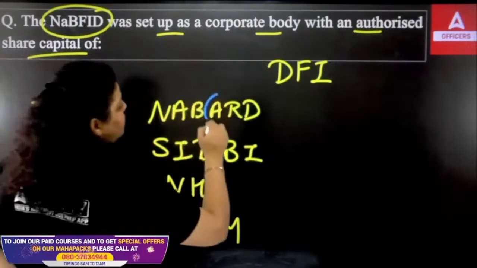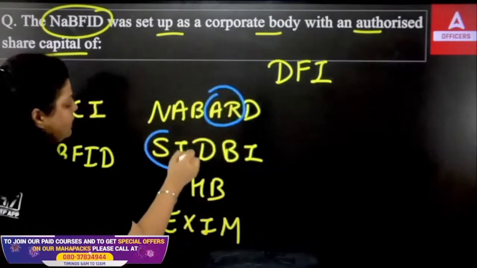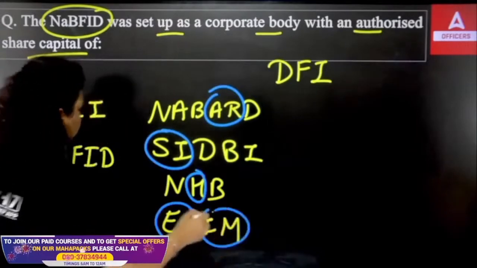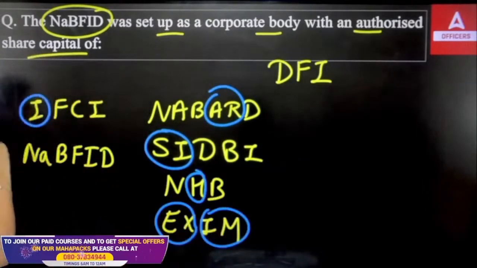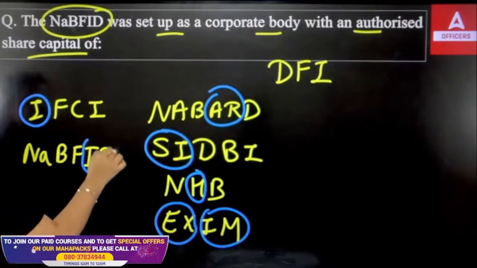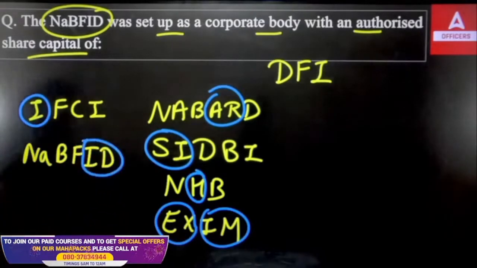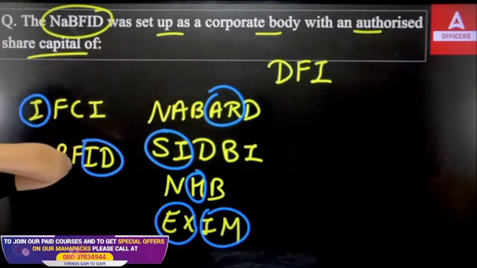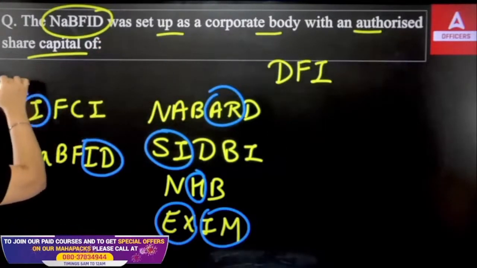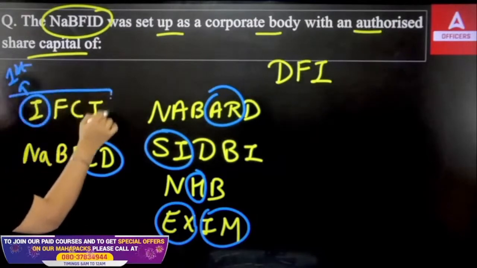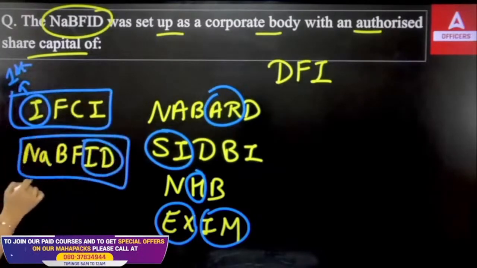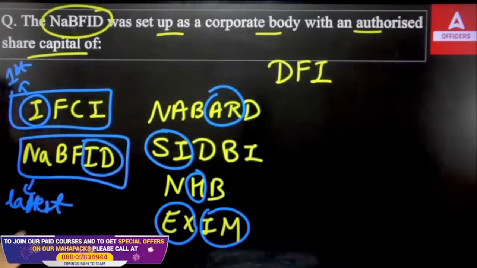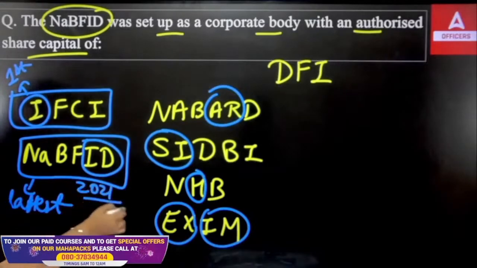Like you can see, NABARD works for agriculture and rural development, SIDBI works for small industries, NHB works for the housing sector, EXIM works for export and import, IFCI works for big industries, and NaBFID works for infrastructure development. Development financial institutions are those institutions which develop a particular sector of the country. The first development financial institution was IFCI, and the latest is NaBFID, established in the year 2021.